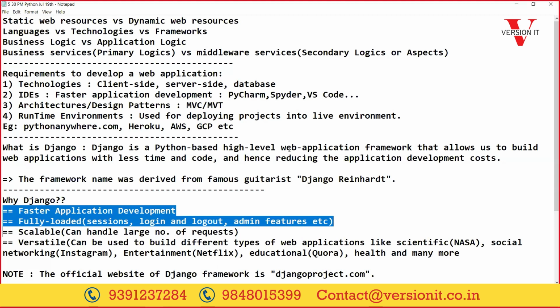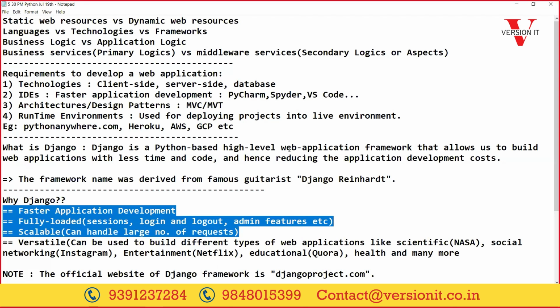Okay, every application will have primary logics. Primary logics means mandatory things. Secondary logic means optional features. They are optional, but when we implement them, the application will become more perfect. Like sessions and cookies, security mechanisms, authentication, all these come under middleware services. All these types of services are available built in with Django. No need to specifically code them. They are available by default. That is the second important reason why we have to use Django.